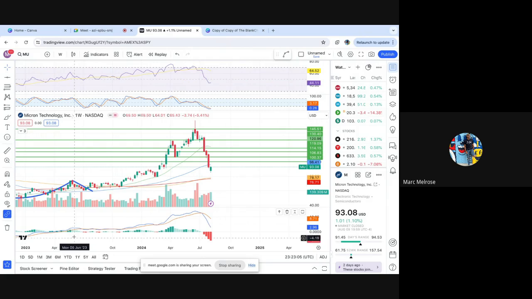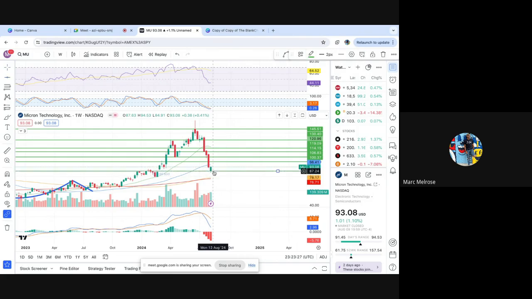All right, so MU currently is testing this 50-week moving average. It broke underneath it, and I was trying to come back and see if it can break above it. If it doesn't break above it, we could be seeing this continue to trend downwards. From its current price at 92, we're going to see it first try to test this 87, 88 range as its support. If it breaks below that, it's going to try to test these two moving averages we have here, which are sitting at about $78.